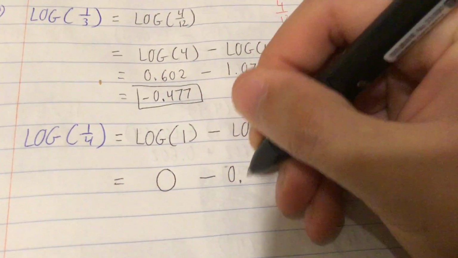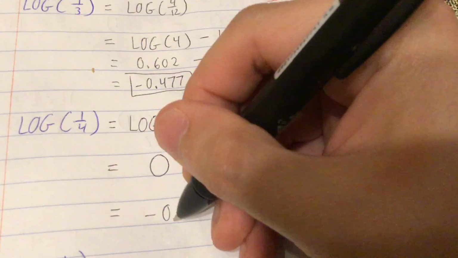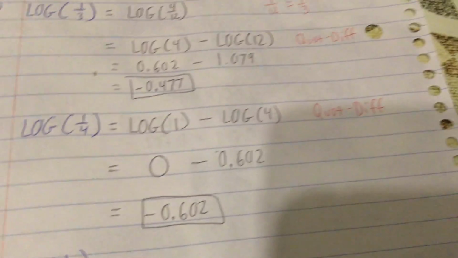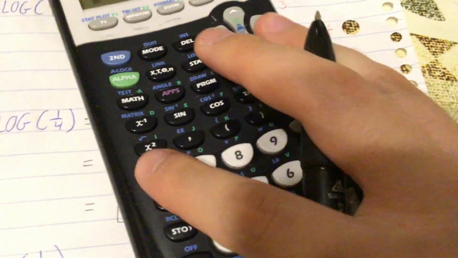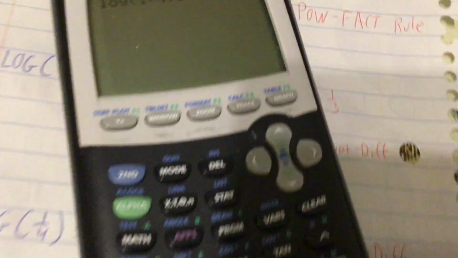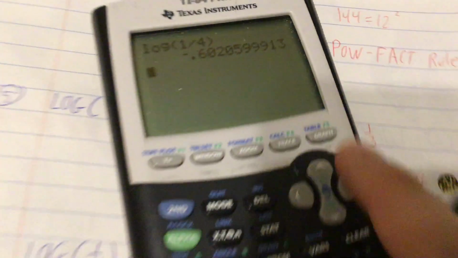Log of 4 is 0.602. So therefore, yeah, there we go. We get negative 0.602. And just to check our work, I'm going to use the calculator. Log of 1/4 would be negative 0.602.